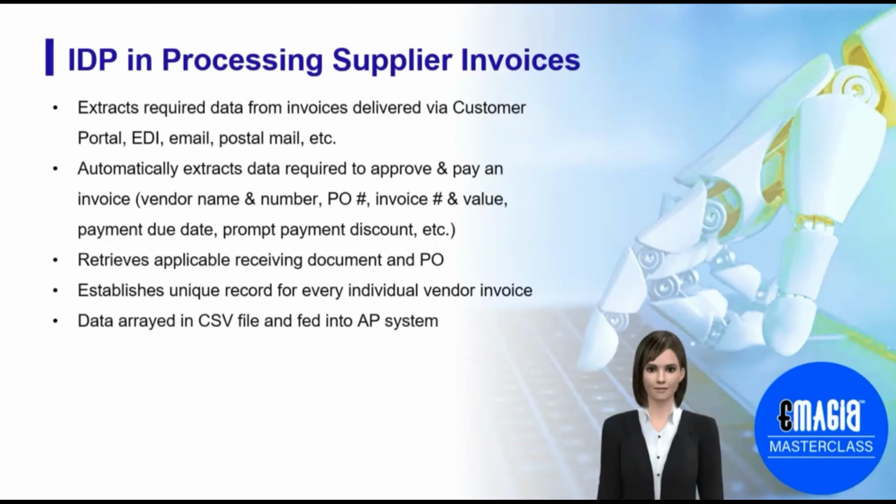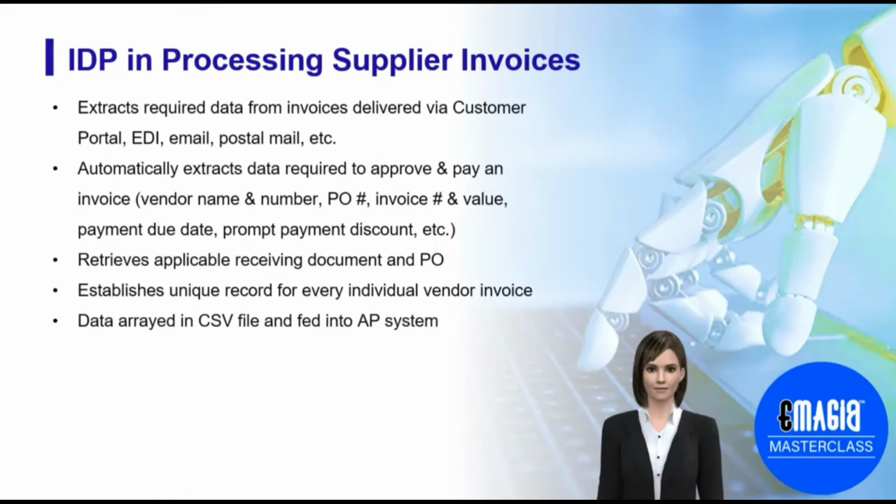And then it retrieves the receiving document, your own purchase order. Here again, it establishes a unique record for every vendor invoice, which is great because remember, if you've got a blanket purchase order for a year and you get weekly or monthly shipments of the same amount, the invoice is going to be of the same value. So you can say, oh, we just paid our supplier $17,200. What was that for? Was that for the March invoice, the April invoice, the May invoice?